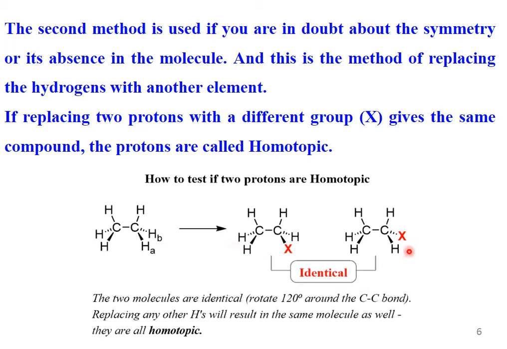From the example, it's very clear that when we are going to replace any one hydrogen, say HA or HB, with any atom or group of atoms which can replace this proton, and after getting two products, we just rotate around the CC bond at about 120 degrees, and then we set a relationship between the molecules.